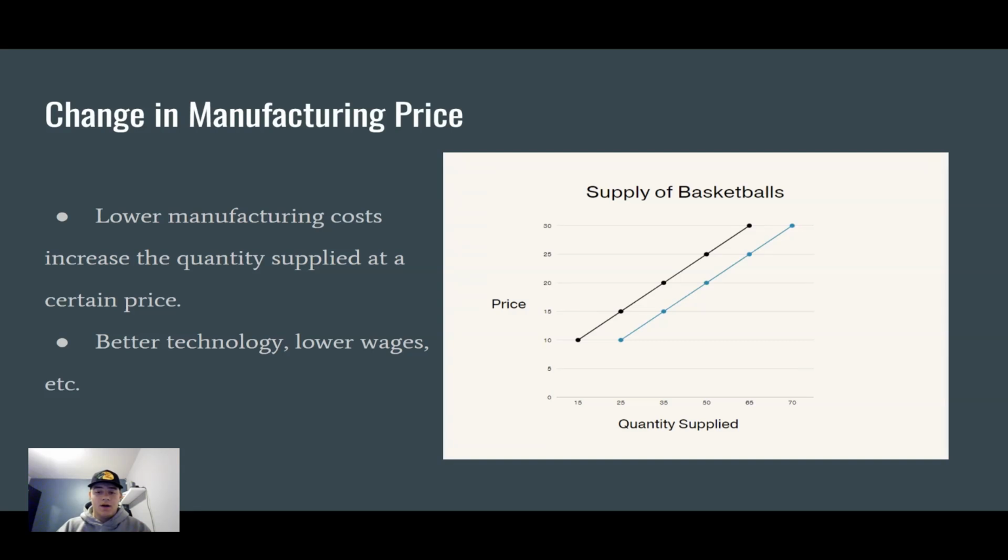The first one we're going to talk about is a change in the price of making a product. When the price of manufacturing a good or making a product decreases, like a new technology that makes manufacturing a good cheaper or lower wages for workers, the sellers will want to supply more of that good. For example, if it costs $5 to make a basketball and the supplier sells it for $10, but a new piece of technology reduces the manufacturing price to $3, the manufacturer will want to sell more basketballs at the same $10. This causes the entire supply curve to shift to the right, as shown by the new blue curve on the graph to the right.